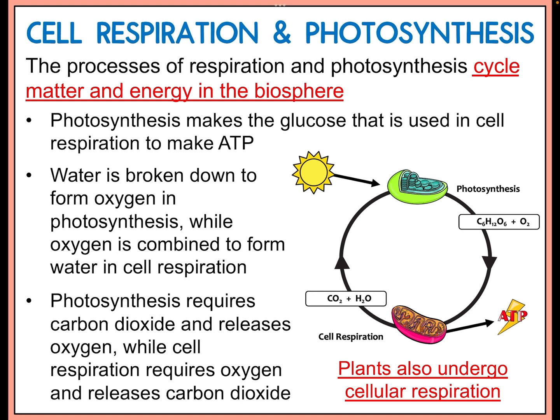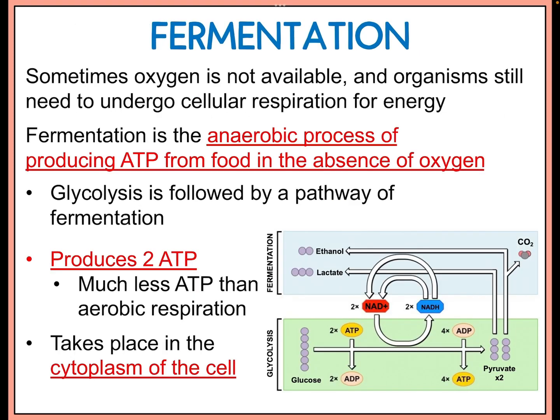The glucose that is produced in photosynthesis then moves to the mitochondria, where the mitochondria use that to provide the energy that the plant needs.